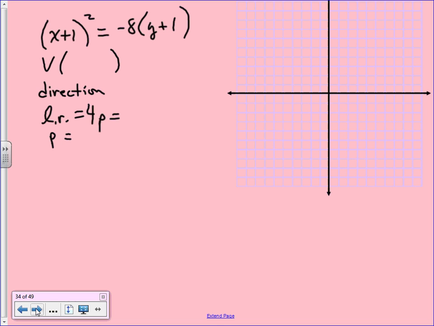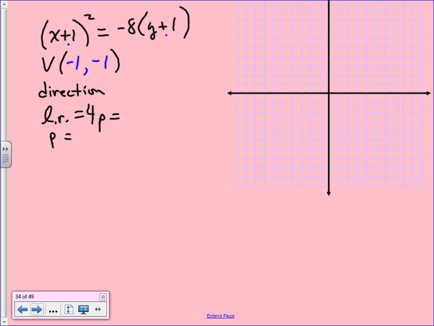Looking in that equation, and let me read the equation, x plus 1 quantity squared equals -8 times y plus 1. The vertex is HK. Please remember the H comes from the X parentheses and the K comes from the Y, because when they're switched, you have to reverse that way you gather them, okay? So right here, we see that says +1, so this makes this -1. In the Y, we see that also says +1, so that makes this -1. So our vertex is -1, -1.